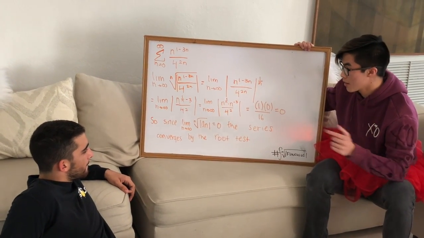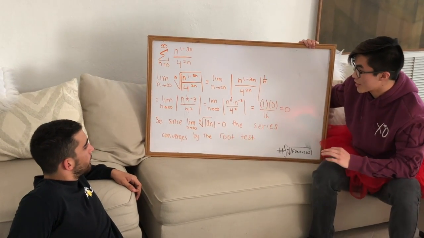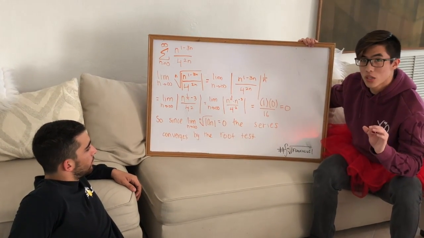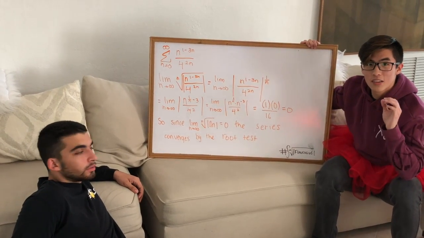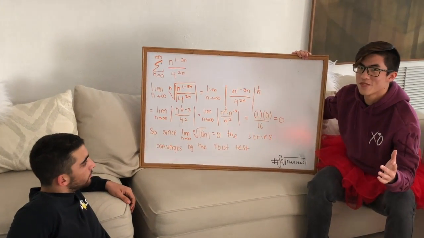So, since the limit as n approaches infinity of the nth root of the absolute value of a sub n equals 0, this series converges absolutely by the root test. And since it converges absolutely, it converges. Well, that's it for today.